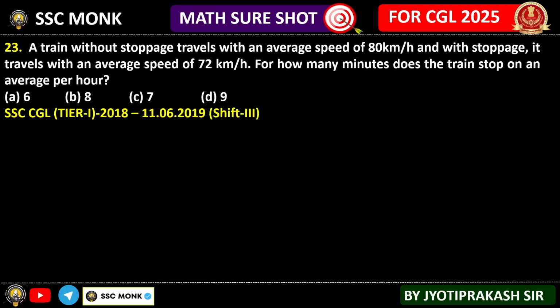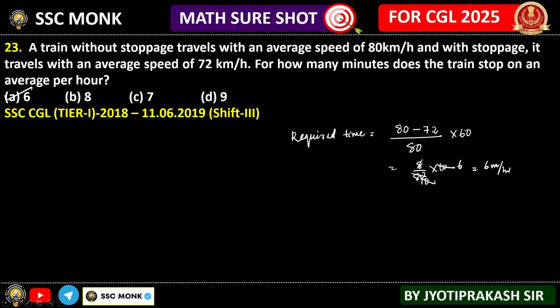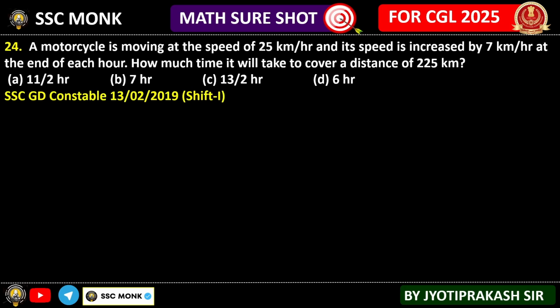A train without stoppage travels with an average speed of 80 km per hour, and with stoppage it travels with an average of 72 km per hour. How many times does the train stop on an average per hour? So here required time is equal to what? 80 km per hour minus 72 km per hour. This is the total speed divided by 80 into 60 minutes. This can be written as 8 by 80 into 60. 8 10s are 80, 10 6s are 60. That means 6 minutes per hour. So it is stopping for 6 minutes per hour. Clear?